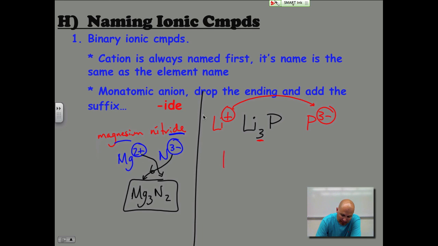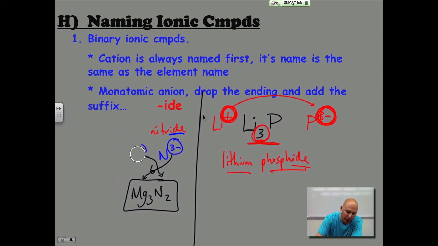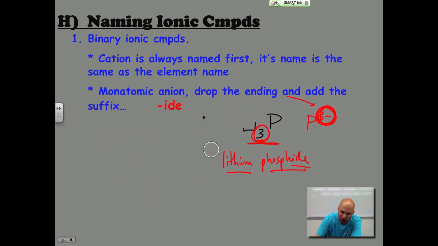The name, lithium, just lithium, phosphide. We drop the -orus and add "ide." So again, it's lithium phosphide. I don't say a darn thing about the 3. I don't have to say there's trilithium. It's just straight lithium phosphide, because lithium was always a 1+. With phosphorus, which is always a 3-, you always will have that. Okay, so there's binary ionic compounds.